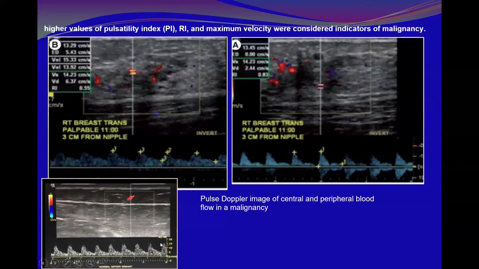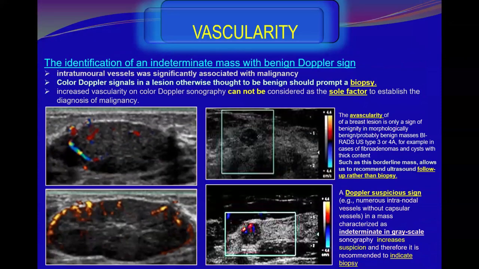Again, here are two images of the same breast mass, but we have peripheral and central vessels. Each vessel represents a waveform separate from the others. This one is relatively near to the normal breast waveform, but this one demonstrates shallow diastole with high velocity, and all these features of malignancy.